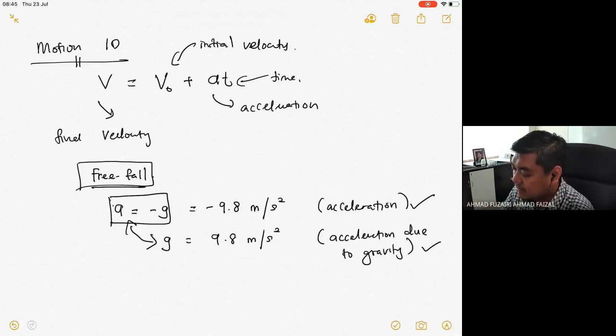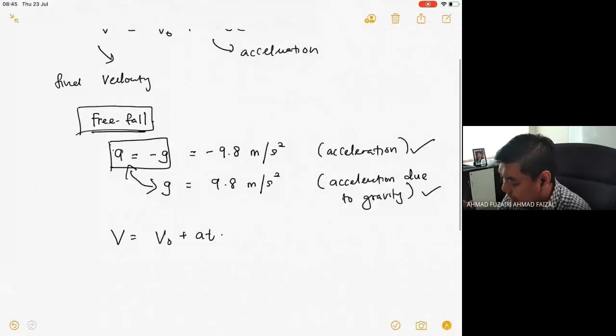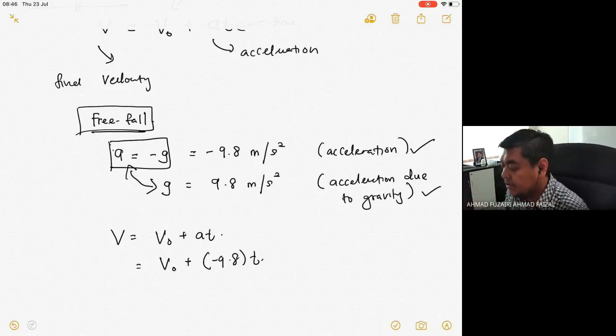So definitely it will influence V equals V naught plus AT, for example. If you want to find it, the value should be like this: V naught plus negative 9.8 T, because A is always equal to negative G for free fall. But this only occurs when you have free fall motions, motions only in the Y axis. If you do motions in the X axis, don't ever try to put G for the acceleration, because you need to calculate the acceleration. All right.